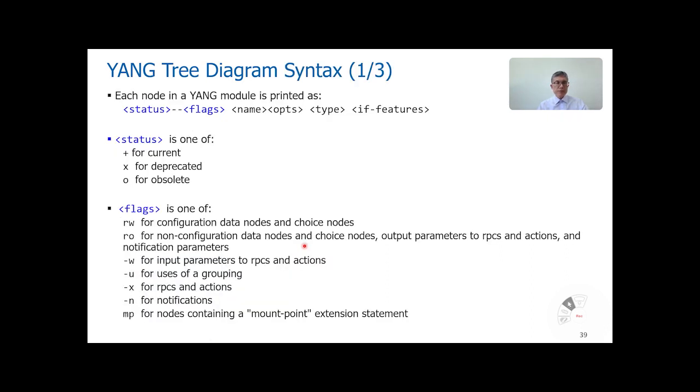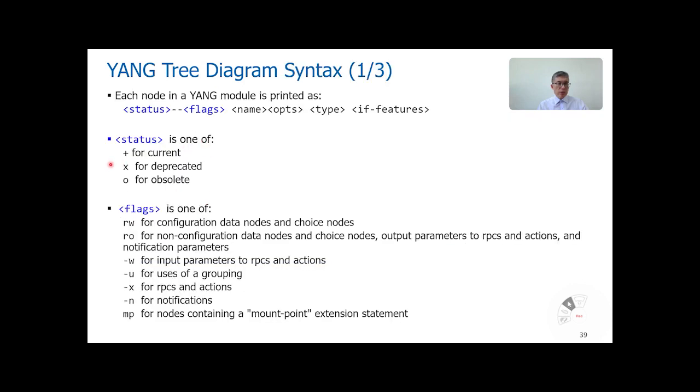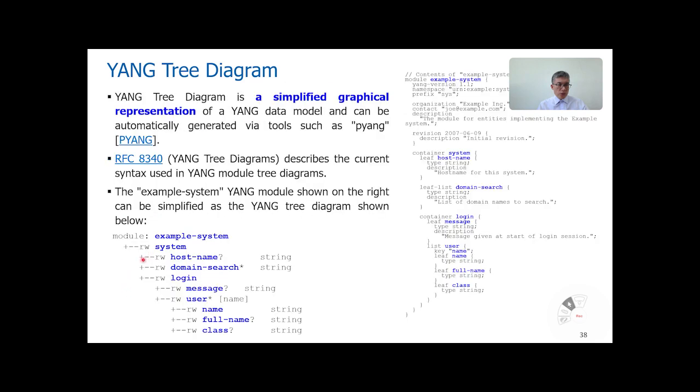Okay. So previously the status flag, right? Status flag. So status is plus, x, or o; here, usually plus. So plus is for current, okay to use. X is deprecated, not okay to use anymore, and obsolete is similar, the older one. So the flag is one of them, right? So read-write, this kind of authentication, RPC. So these are the flags.